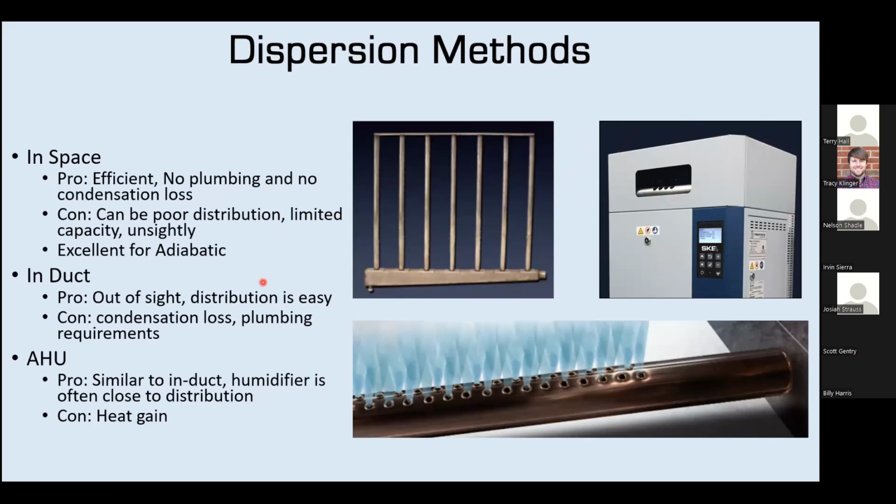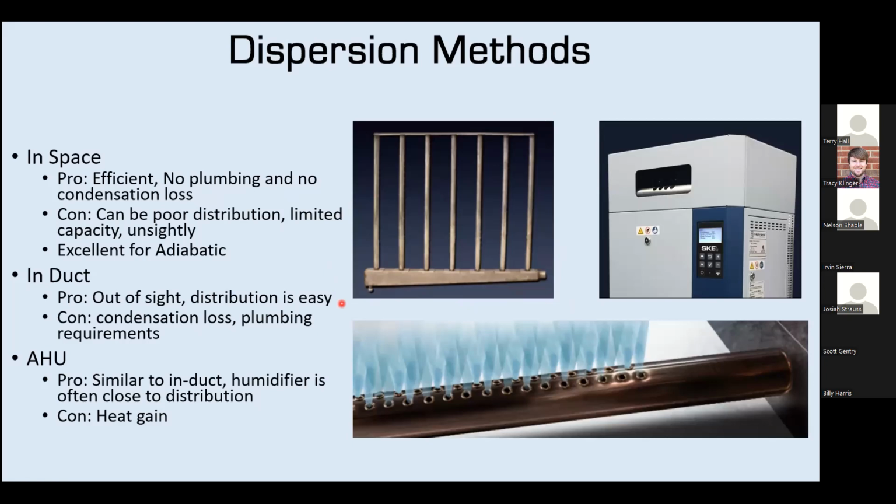Our units go up to 90 pounds per hour for in-space distribution, and that's about where most manufacturers draw the line as well. In duct, it's out of sight. This is generally the preferred method, and we have a couple different options. So there's a multi-steam dispersion grid. This is what I'm kind of focusing in on here. And that works really well for air handler applications or ducted applications where you want to have short absorption distance.